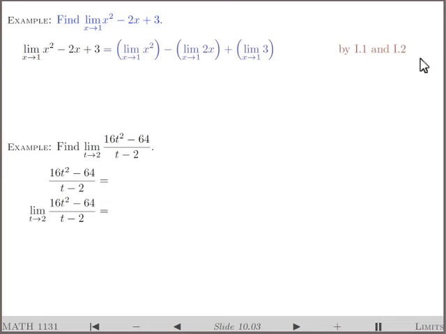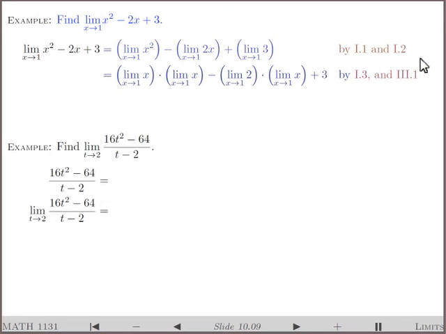So the limit we are trying to calculate is the limit of x squared minus the limit of 2x plus the limit of 3. Now 3 is a constant, so the limit is that constant 3. X squared is x times x, which means I can find the limit factor by factor. So the limit of x squared is the limit of x times the limit of x. And in the same way, the limit of 2x is the limit of 2 times the limit of x, and the limit of 3 is the constant 3.